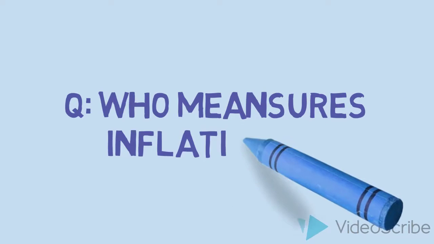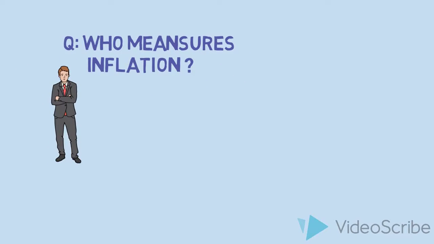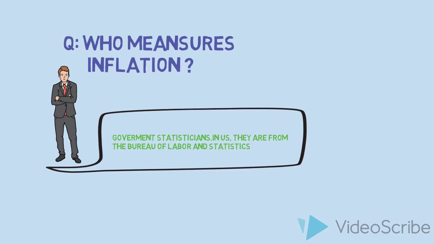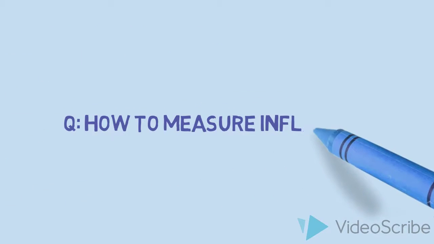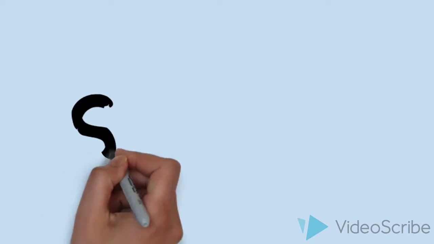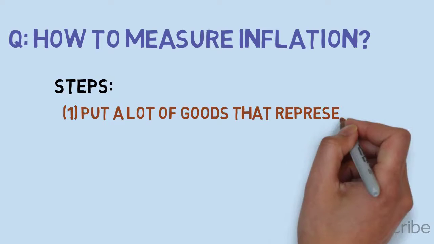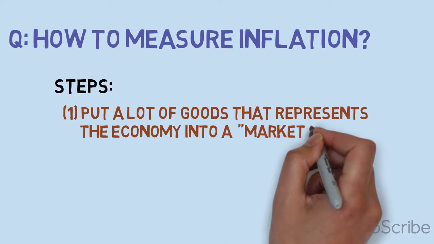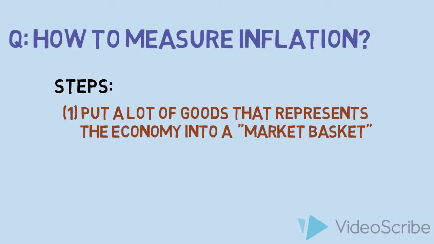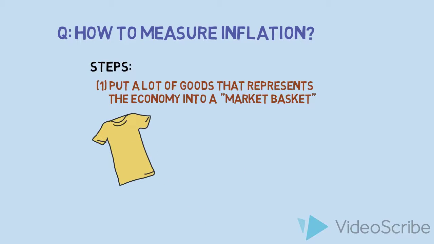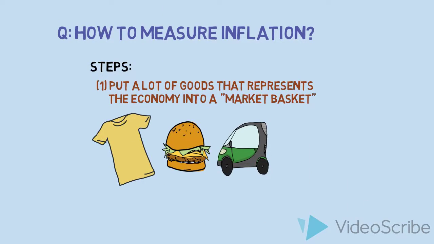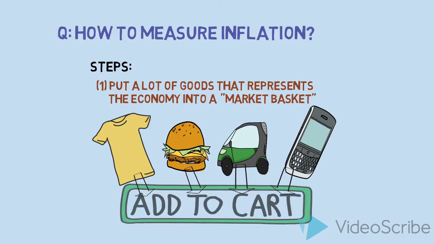Who measures inflation? It is government statisticians. In the US, they are from the Bureau of Labor Statistics. How is inflation measured? Here are some steps. First, we put together a lot of goods and products that represent the economy into a market basket and categorize them, such as clothing, food, cars, mobile phones, etc.